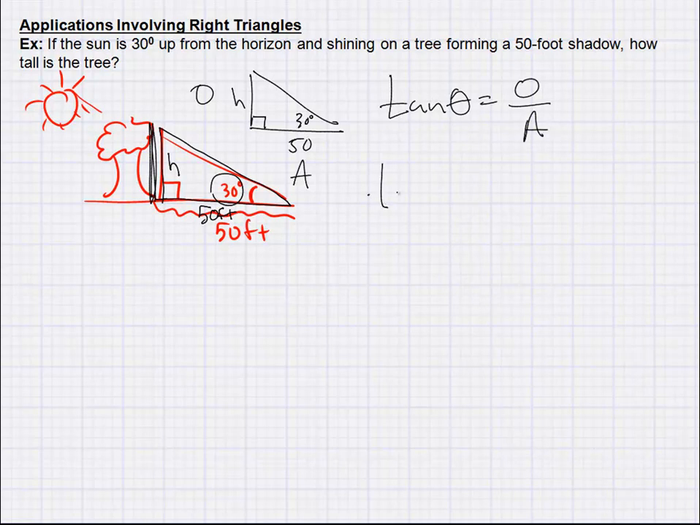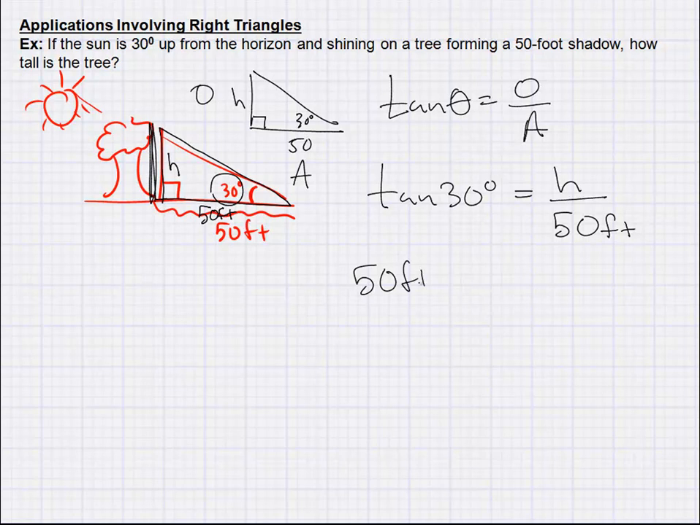So the tan of 30 degrees should be equal to the opposite side, which is h, over the adjacent side, which is 50 feet. Well, if I need to find h, let me solve this equation for h. I'll multiply by 50 feet on the other side. I get 50 feet times the tan of 30 degrees equals h. And that's my solution. Now, you probably could do better than that.